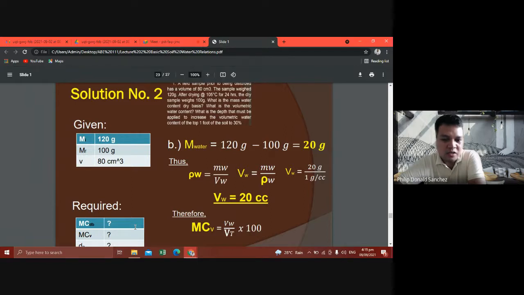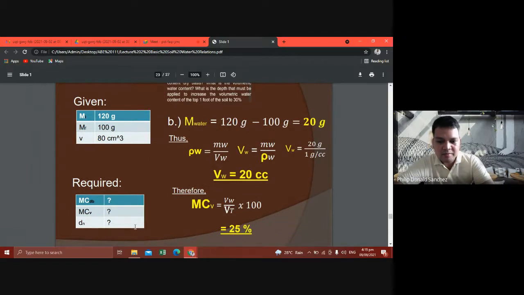Kaya nga naa man, ang volume of water is just the moisture content volume equals volume of water divided by volume total. And then naa kay value sa volume total na itong ganina. And then ang volume of water nimo is 20 cc man. Then makuha nimo siya nga 25%. Okay? So pila yung value na ito diri sa total volume? What do you think is our value here in the total volume?